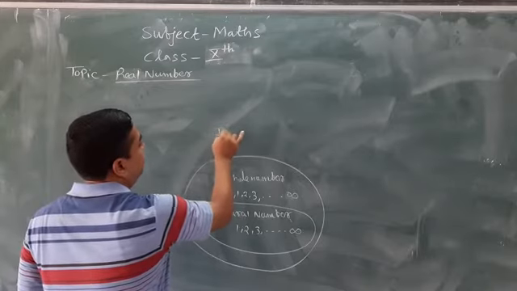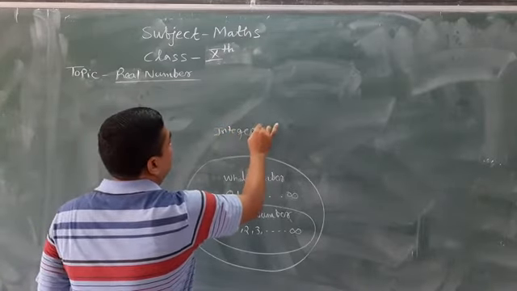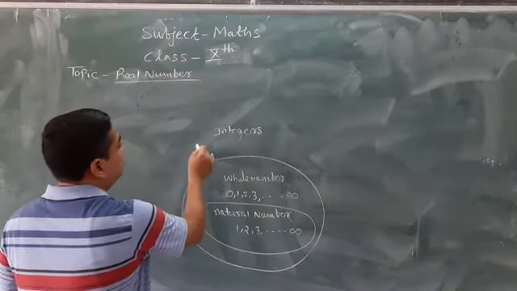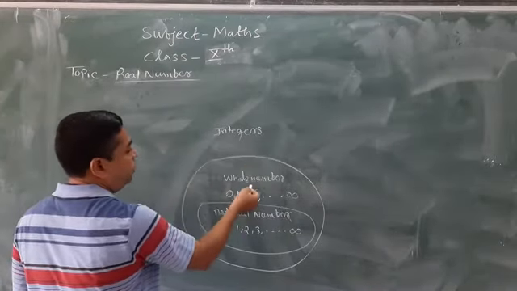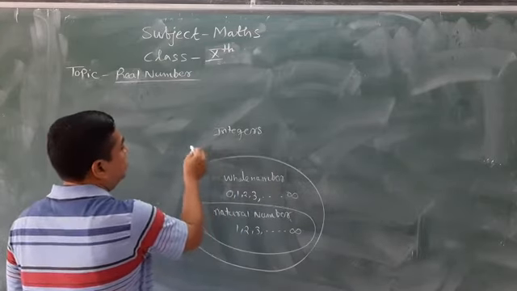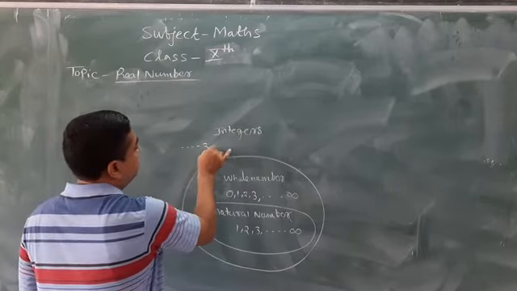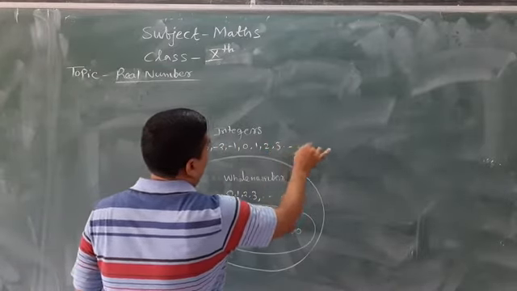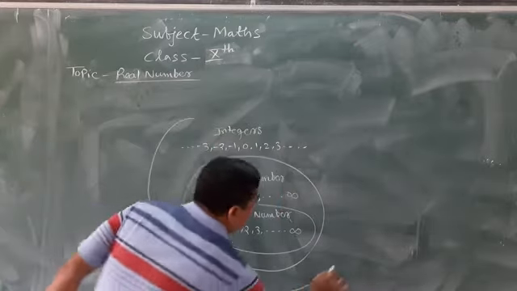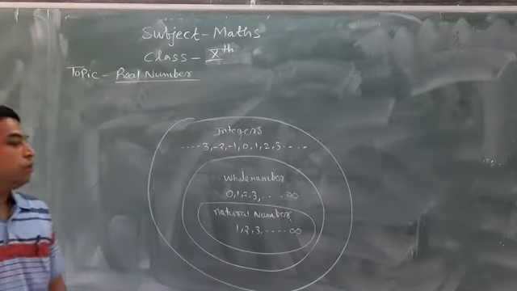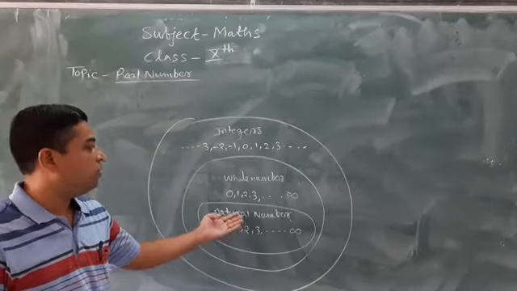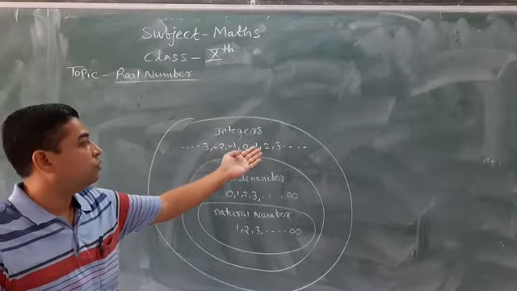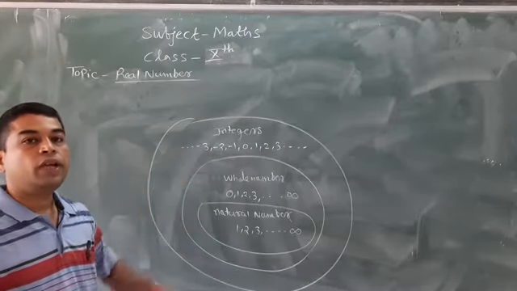After that we will talk about integers. What are integers? Integers include positive and negative numbers both. So positive, negative and 0, or we can say negative numbers with whole numbers: minus 3, minus 2, minus 1, 0, 1, 2, 3 and so on. So this is our number system. We start with natural numbers, then we learn whole numbers, then integers. An integer is a combination of whole numbers and negative numbers.